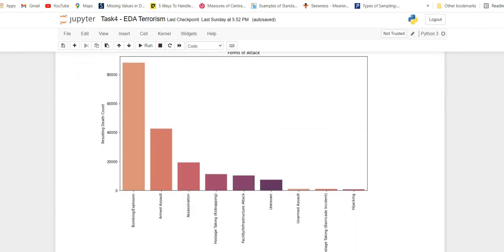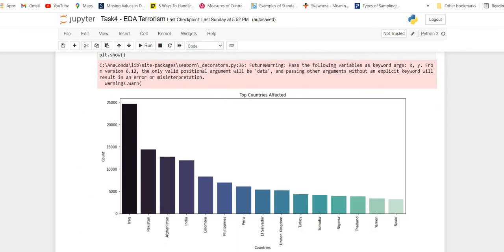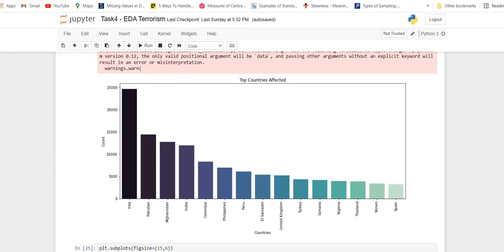Also, you can see bombing and explosion is the most common type of terror attack across the globe, followed by armed assaults. And as you saw previously, among the top countries affected, Iraq has faced the highest number of terrorist attacks, followed by Pakistan, Afghanistan, and sadly India is on the 4th rank.